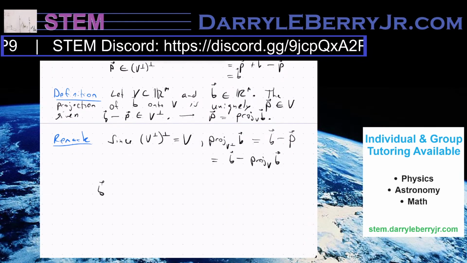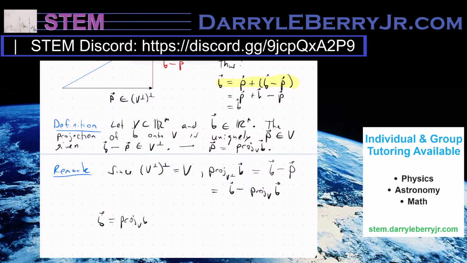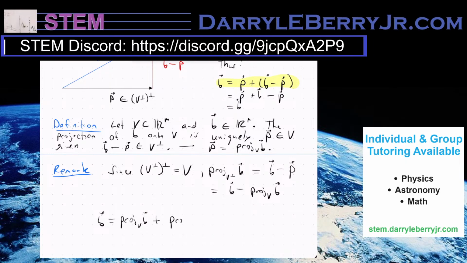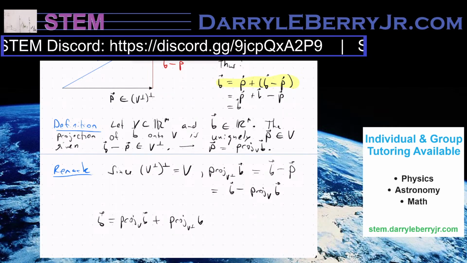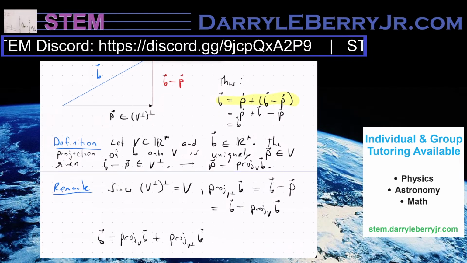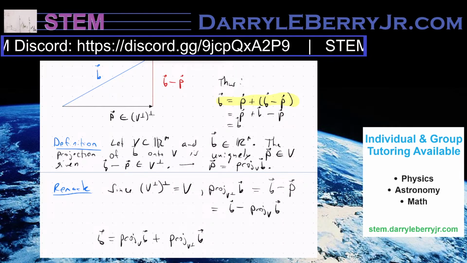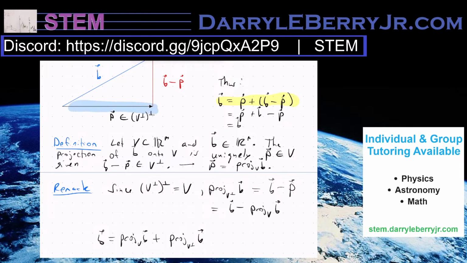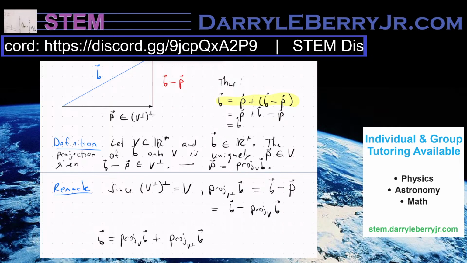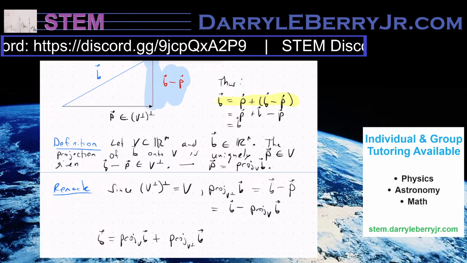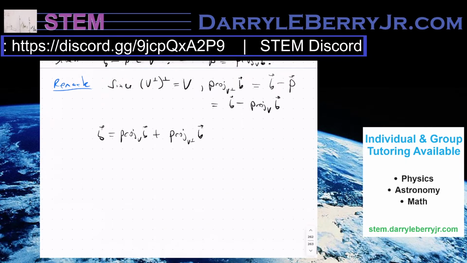So B equals the projection onto V of B plus the projection onto V orthogonal of B, which makes sense. So the projection of B onto V is this, and the projection of B onto the orthogonal to V is this. So that makes sense. So now we have B in terms of two projections.